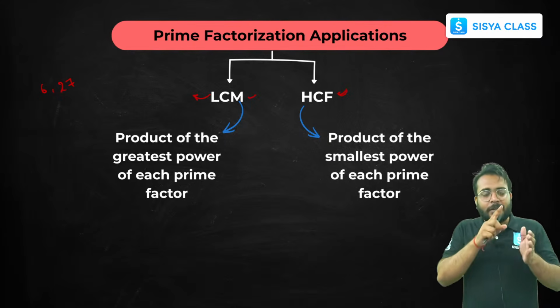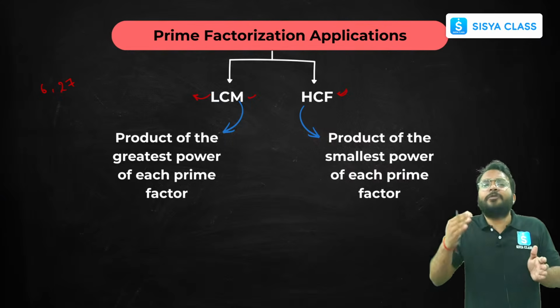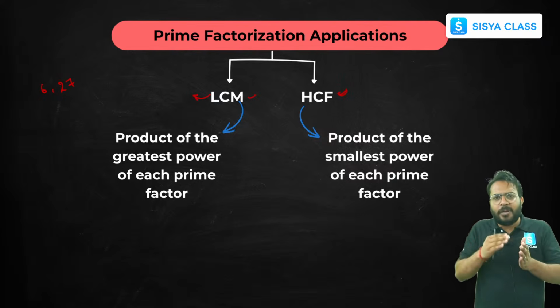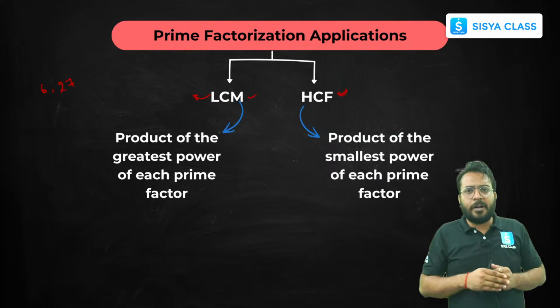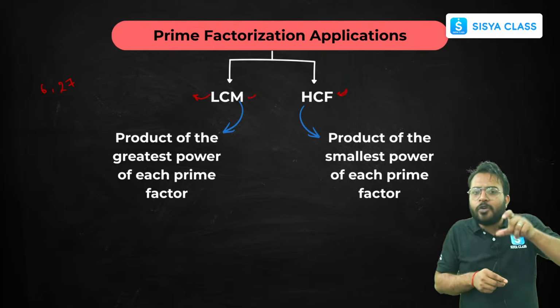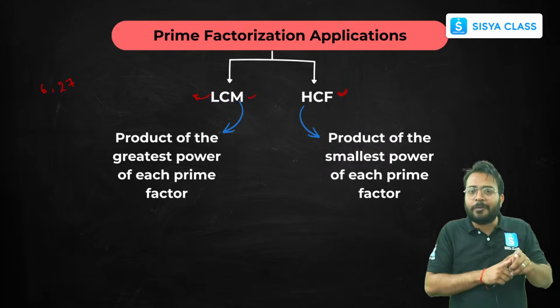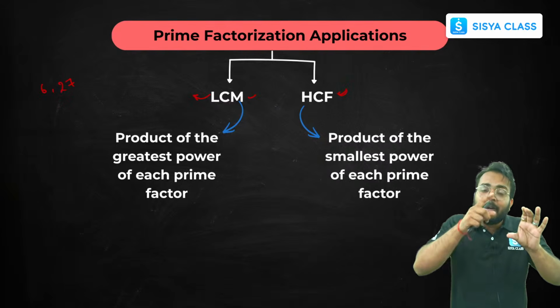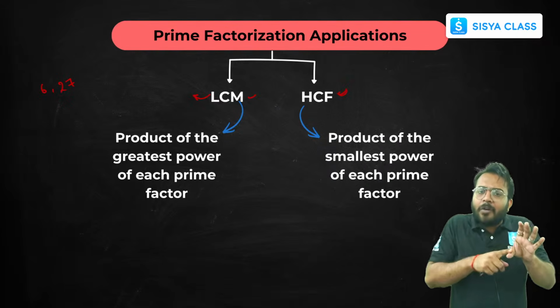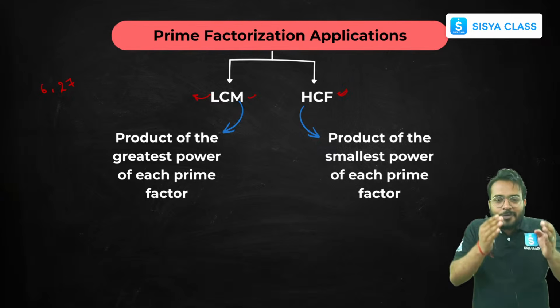Understood? Many numbers will come in the multiples of 6, and many numbers will come in the multiples of 27, but the number which is common in the multiples of 6 as well as of 27 is our common multiple, and among common multiples we have to choose the least one.